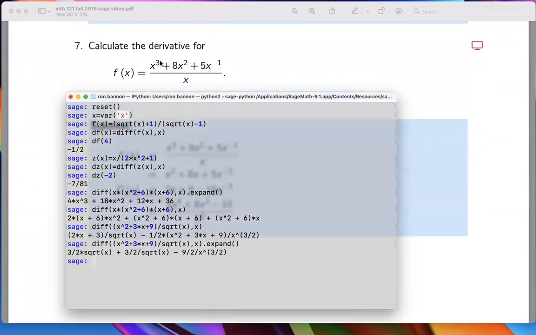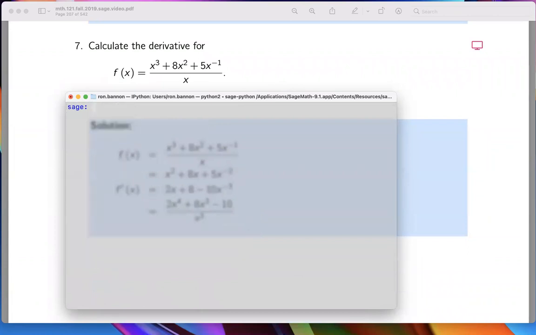Let's calculate this derivative. Let me clear the screen first. Differentiate. Let's see, the top is x cubed plus 8. Remember, you need to use a star. 8 times x squared plus 5 times x to the -1, divided by x, and we're going to differentiate with respect to x, see what we get.